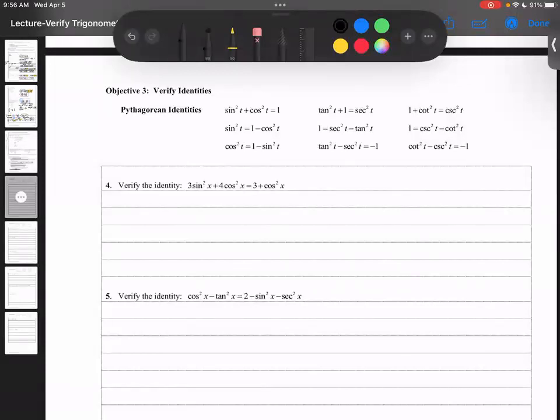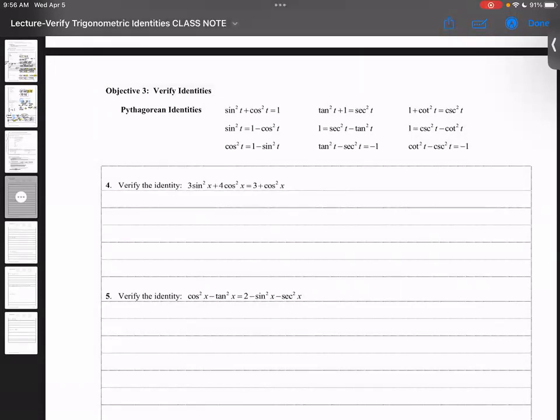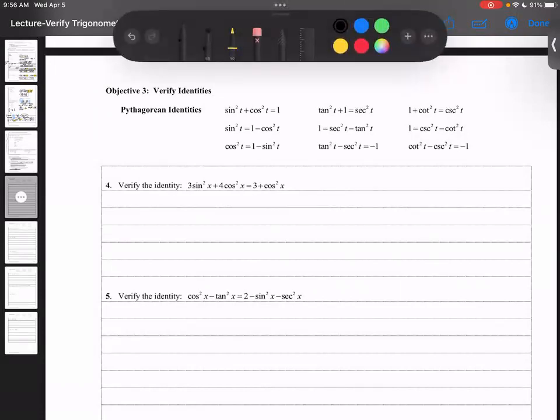I need to prove that the left-hand side equals the right-hand side. What side do you think I'm going to pick to start with? Which side? Left or right? It looks more complicated to me, so I'm going to pick the left-hand side. I'm saying LHS, left-hand side, so I tell my readers I'm picking the left-hand side. I'm rewriting the left-hand side.